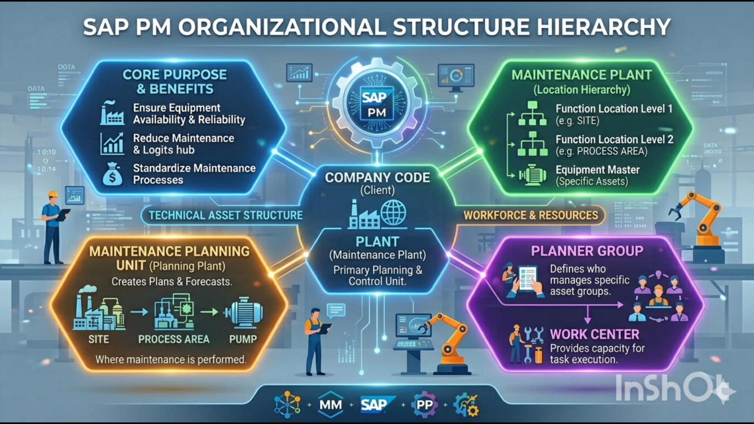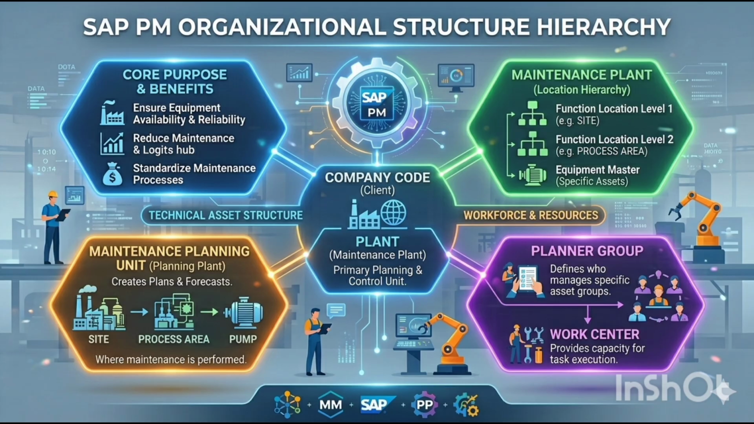At the top level is the company code representing the legal entity. The central unit is the plant, which serves as the primary maintenance planning and control hub for specific geographic or operational sites. The key structural components include maintenance planning unit, where long-term plans and resources forecasts are developed. Maintenance plant defines the physical location hierarchy, moving from the site to the process area and finally to specific equipment.